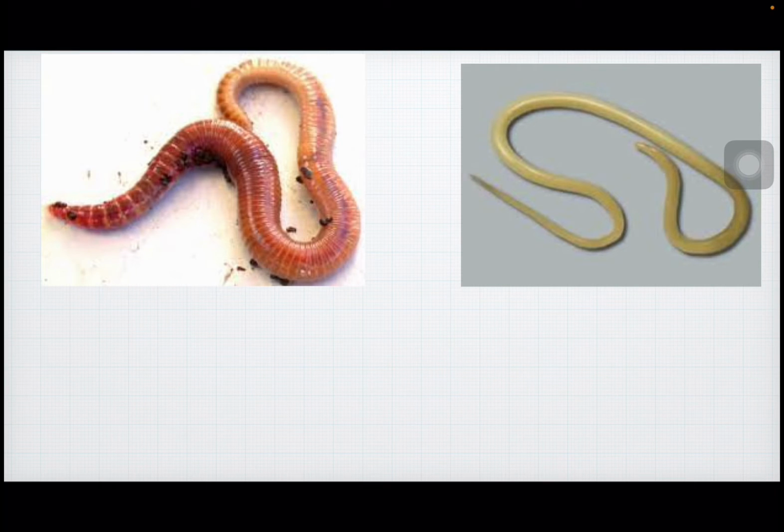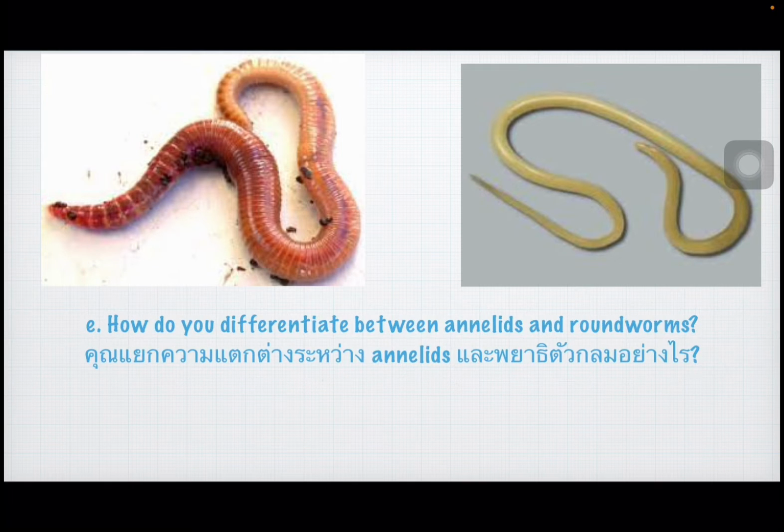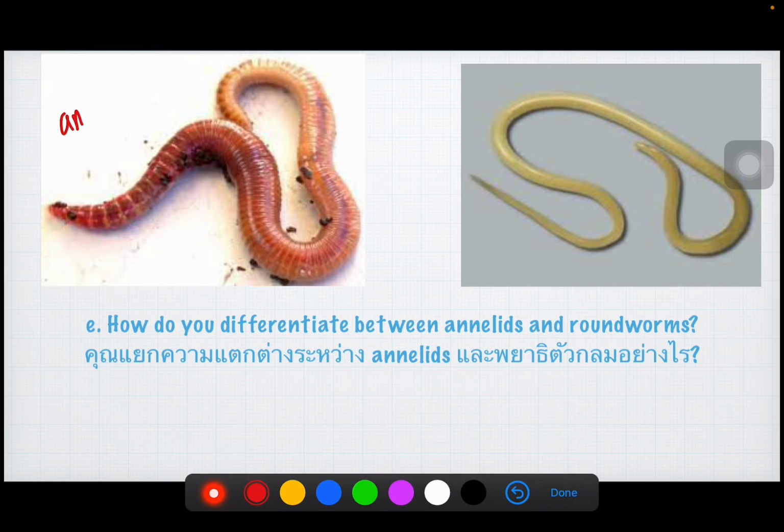What can you see in the picture? There are two types of worms. That is annelids and also roundworms. Question: how do you differentiate between annelids and roundworms?